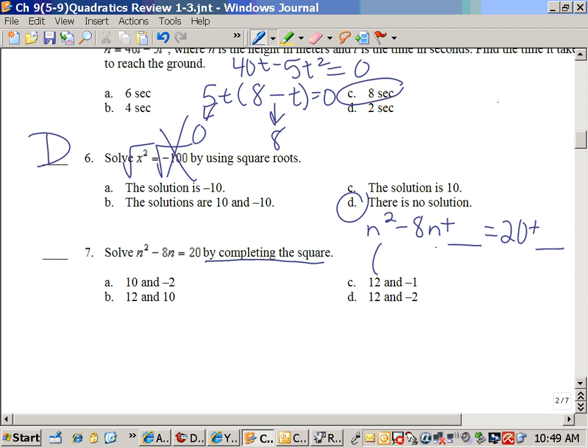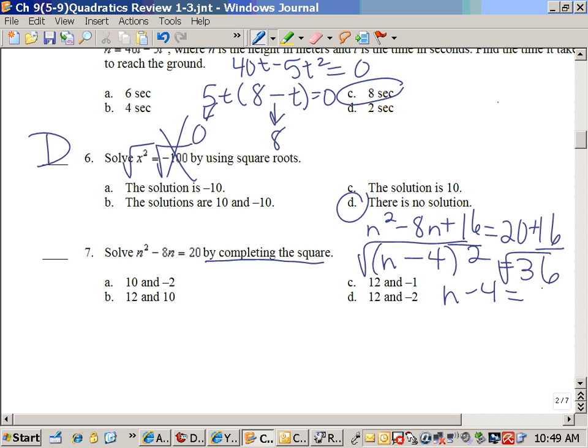Now I'm going to do the square. So it's n minus what? 4 squared. 16. 20 and 16 is 36. Now I take the square root of each side. N minus 4 is 6.